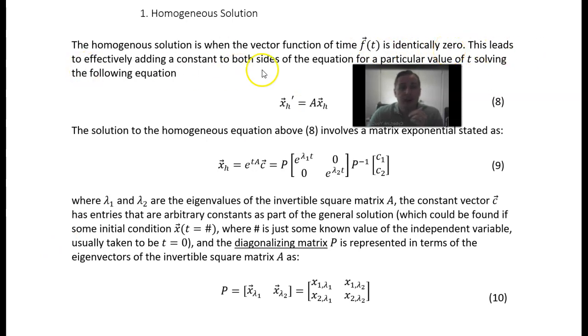And this leads to effectively solving that there is a constant added to both sides of the equation such that the equation is still entirely valid. So what we're looking for is this following equation to be solved: x vector subscript h, that's homogeneous, prime is equal to matrix A times x vector h.